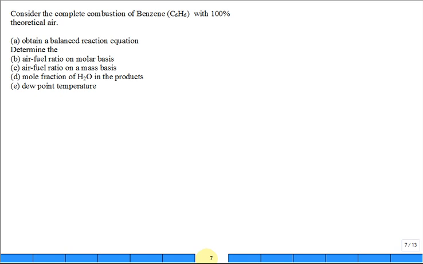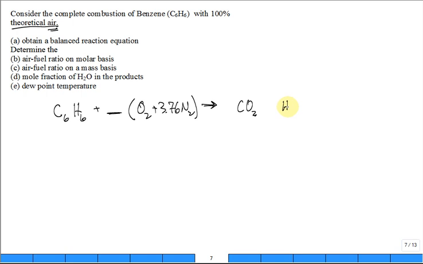Consider the complete combustion of benzene, C6H6, with 100% theoretical air. Obtain a balanced reaction equation. So I start with C6H6. I'm going to have it with theoretical air, so it's O2 plus 3.76 N2. And I have an unknown coefficient that I need to find for the balanced equation. Complete combustion, single arrow. I know that there's going to be carbon dioxide, I know there's going to be water vapor, and I know that there's going to be nitrogen without any unused oxygen.